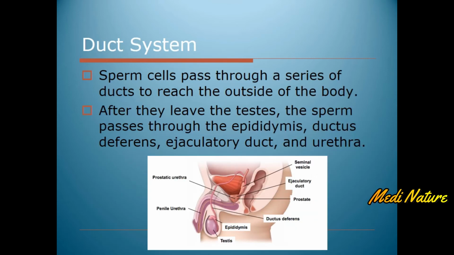When we are talking about the duct system of the male reproductive system, the sperm cells pass through a series of ducts to reach the outside of the body from testes. So, after they leave the testes, the sperm passes through the epididymis, then through the ductus deferens, and then ejaculatory duct, and finally enters urethra.